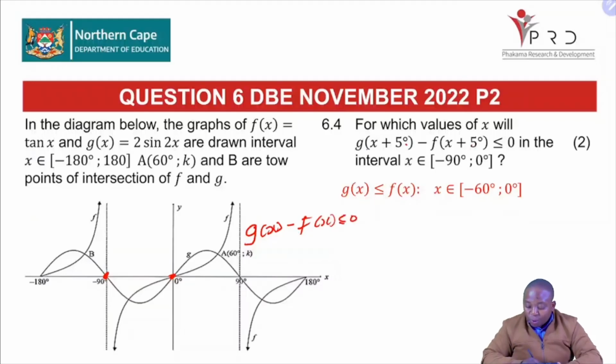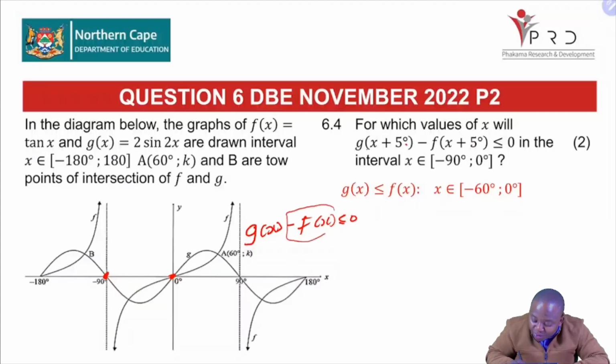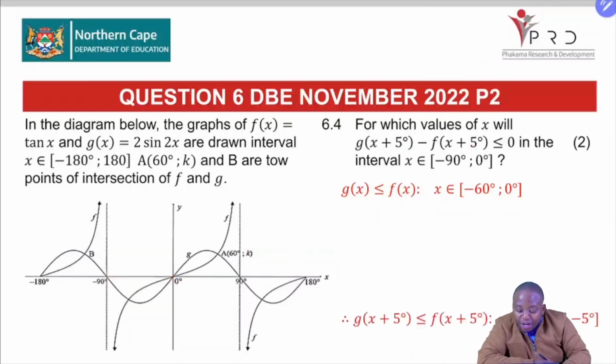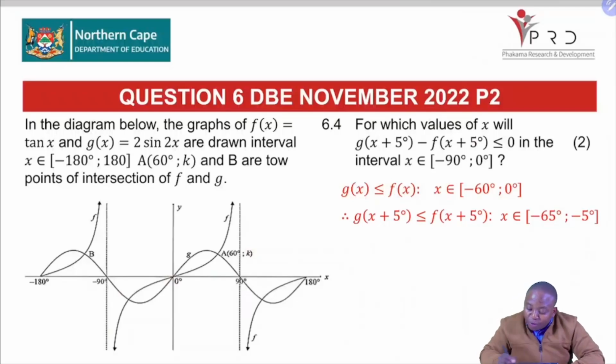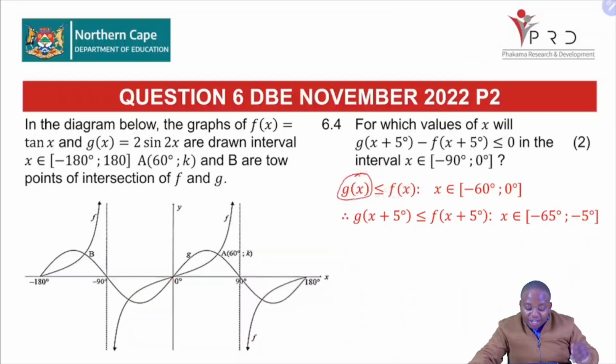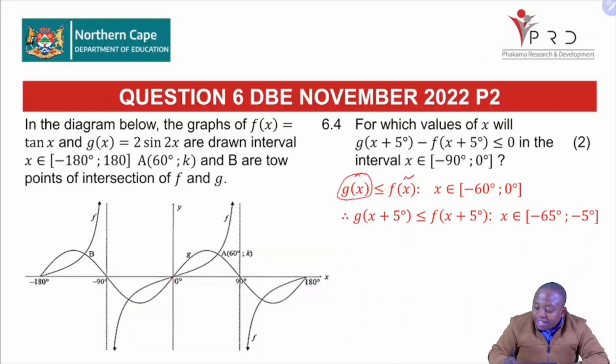It's less than 0. What we do here, we can now transpose our g at x to the right-hand side. It now becomes positive f at x. Then from here, we are going to check where g at x is less than f at x. In simple terms, we are checking a position whereby the f at x is on top, or it's greater than the g at x, between the interval of negative 90 and 0. What do we see here?